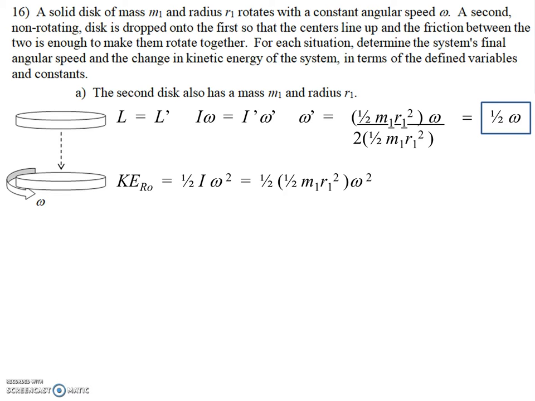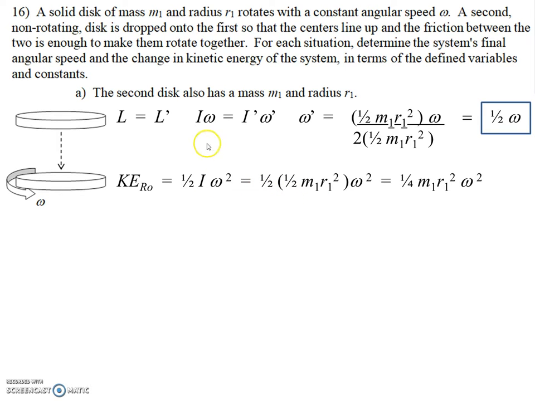I, again, is 1/2 mr squared. I'm using parentheses here just so we can see here's the half from the equation. Here's the 1/2 mr squared from I. And here's the omega squared. Just want to combine some things. A half times a half is a quarter. So a quarter m1 r1 squared omega squared.